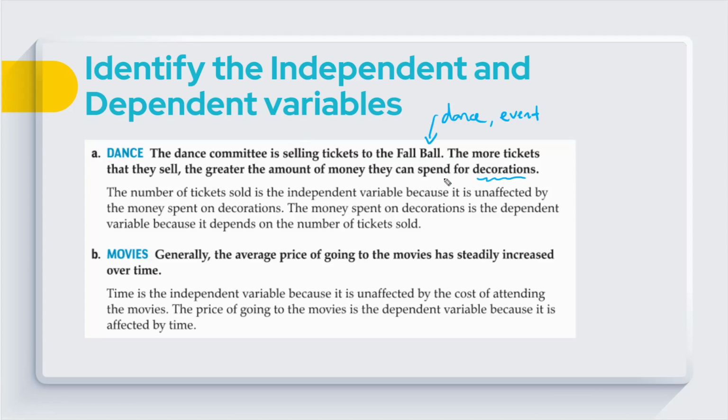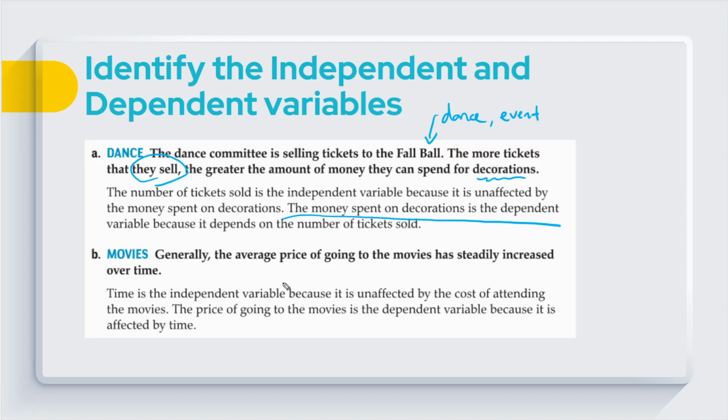So do the amount of tickets they sell depend on the decorations, or does the amount that they spend on decorations depend on the tickets? Well, the amount that they spend on the decorations is dependent on how many tickets they sell. Does that make sense? So the money spent on decorations is the dependent variable because it depends on the number of tickets sold. Let's look at the next one.